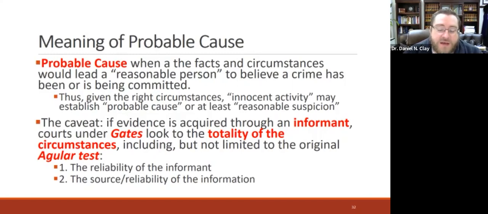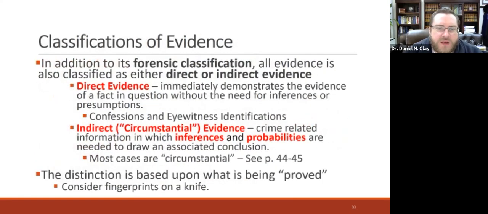But to that end, this is kind of where we're at in terms of how we look at informant evidence. When we think of evidence, again, we look at the forensic classifications, right? So is it judicial evidence or extrajudicial evidence? All evidence is also classified as either direct evidence or indirect evidence, right? So direct evidence immediately demonstrates the evidence of a fact in question without the need for inferences or presumptions.